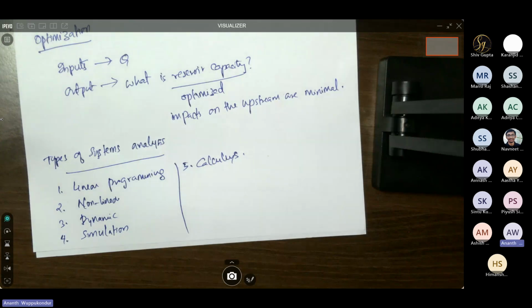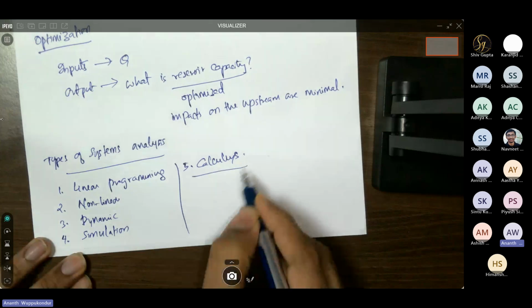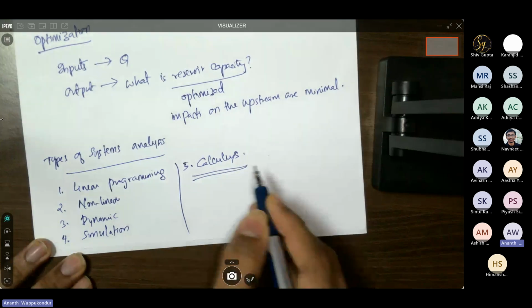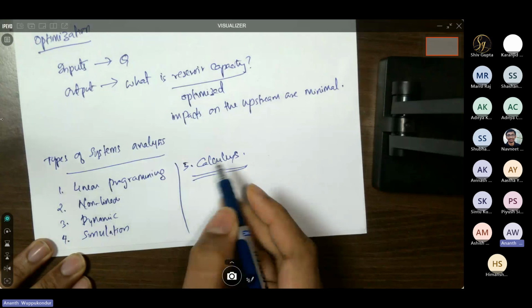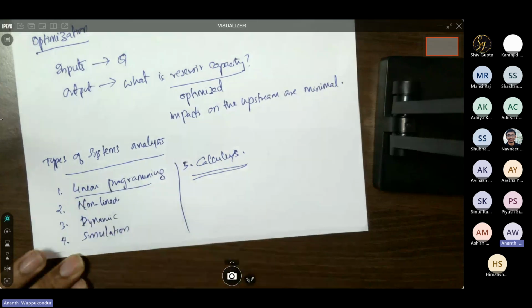So in this lecture, we are going to get started on the analysis. We are going to start with how to optimize using calculus. This is the first step we are going to look at. And once we finish how to optimize using calculus, then we are going to look at linear programming.